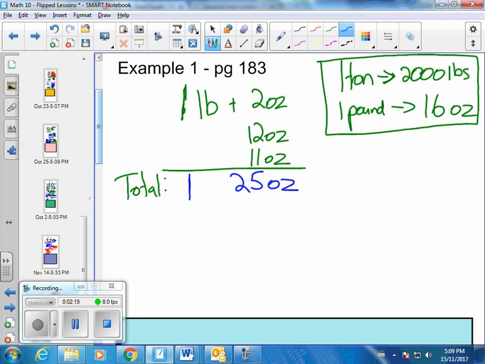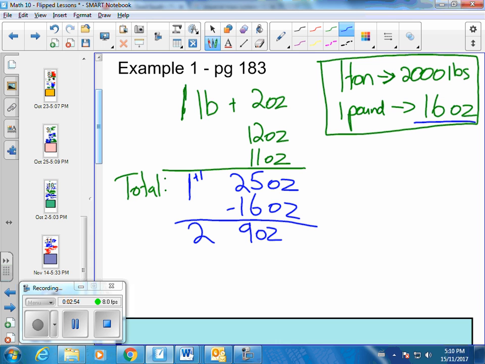Looking at that, I know right off the top that it is more than 16 ounces. So I'm going to take away 16 ounces here, and I'm going to add 1 pound here. What I'm left with is 2 pounds and 9 ounces. That is my preferred way to solve these types of questions, though there is another way to do it.